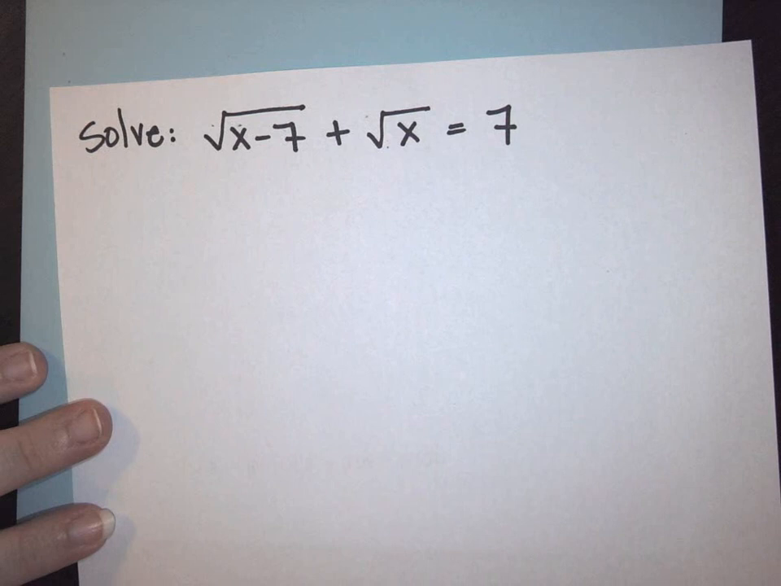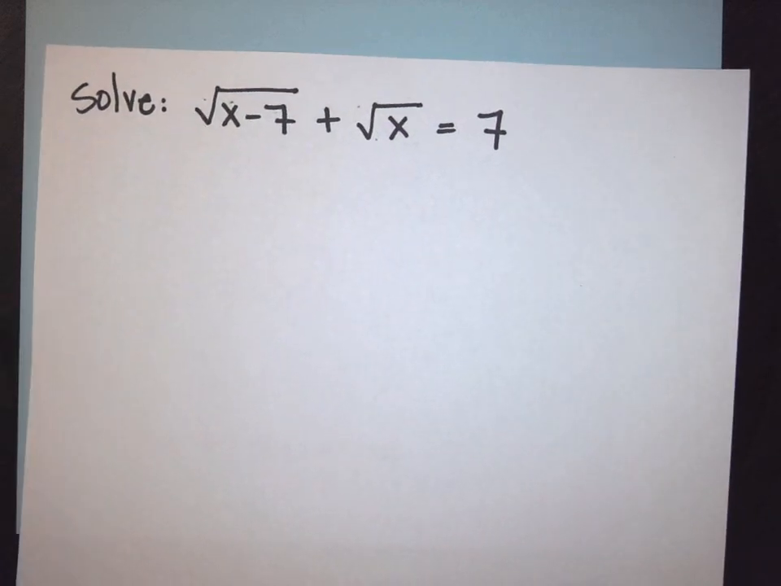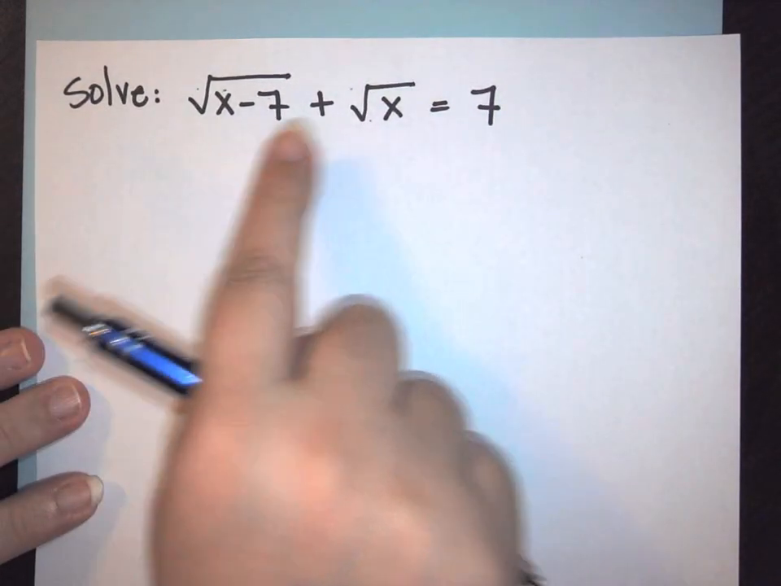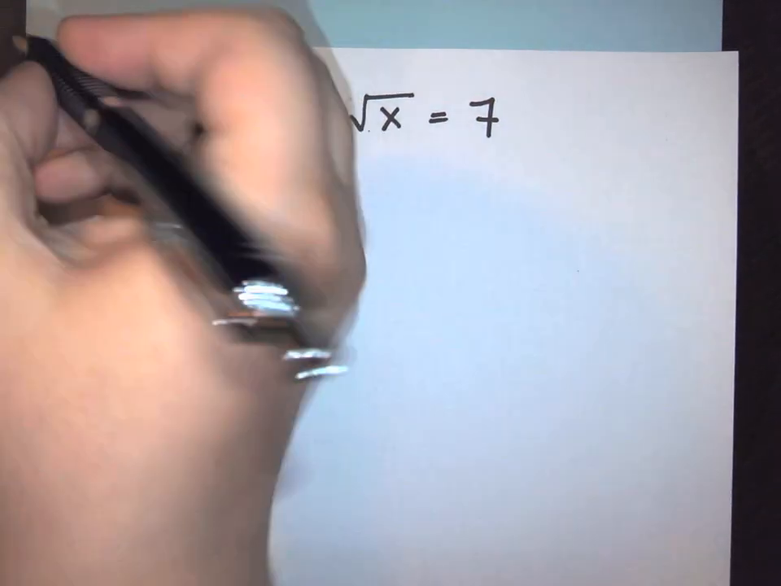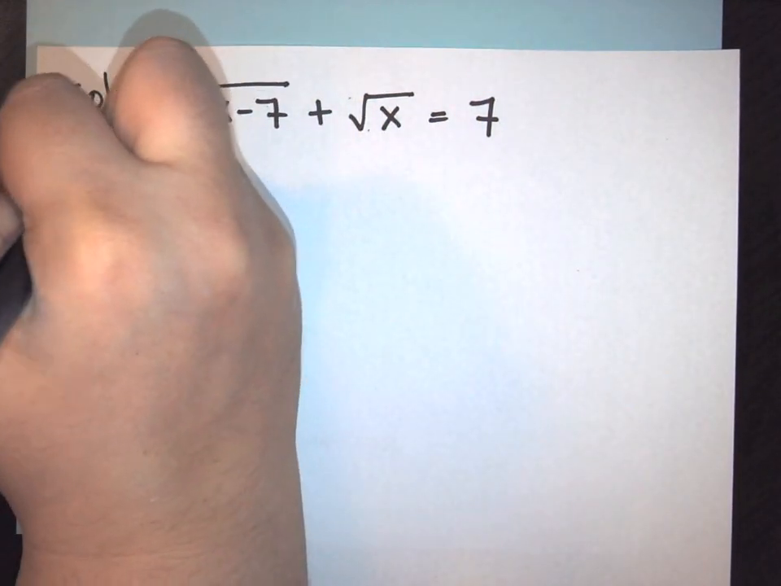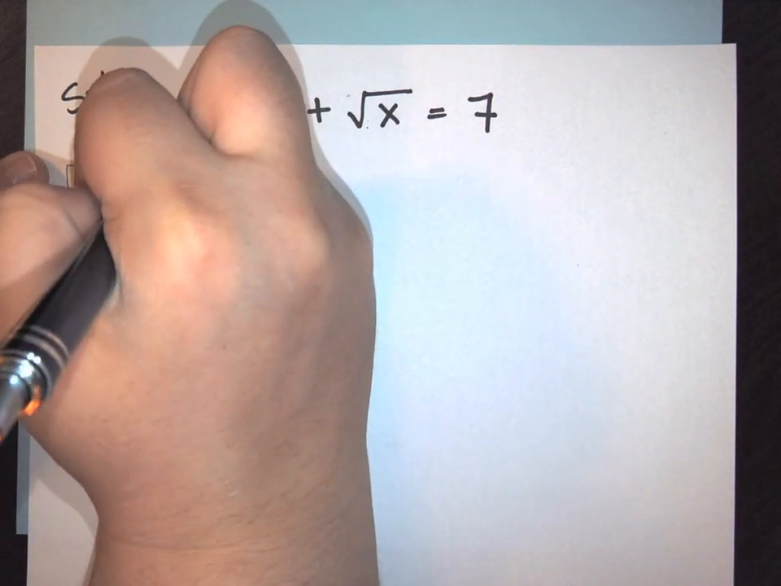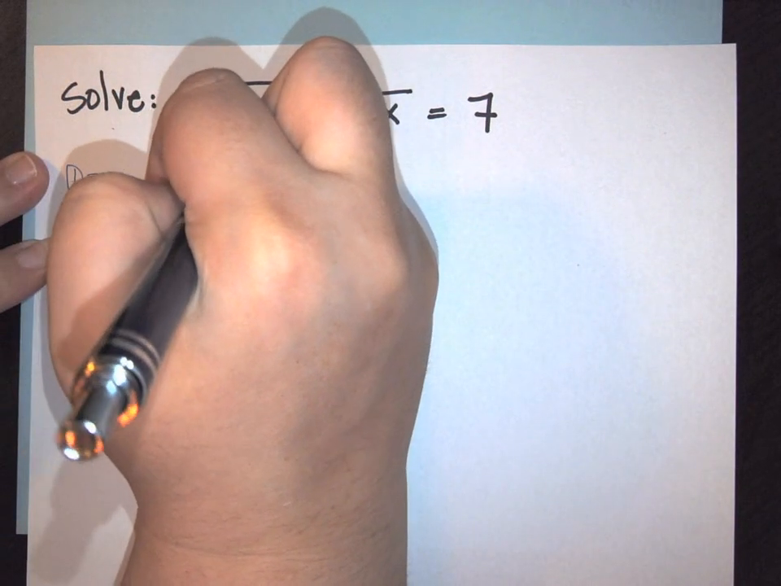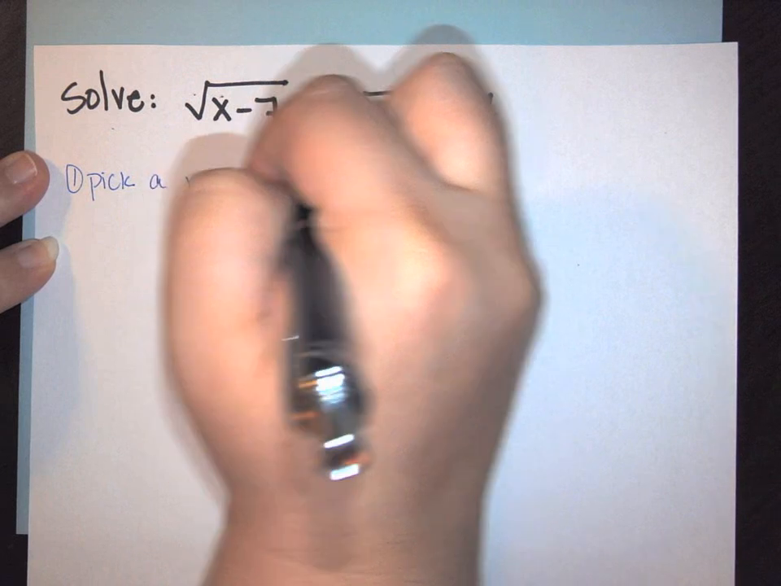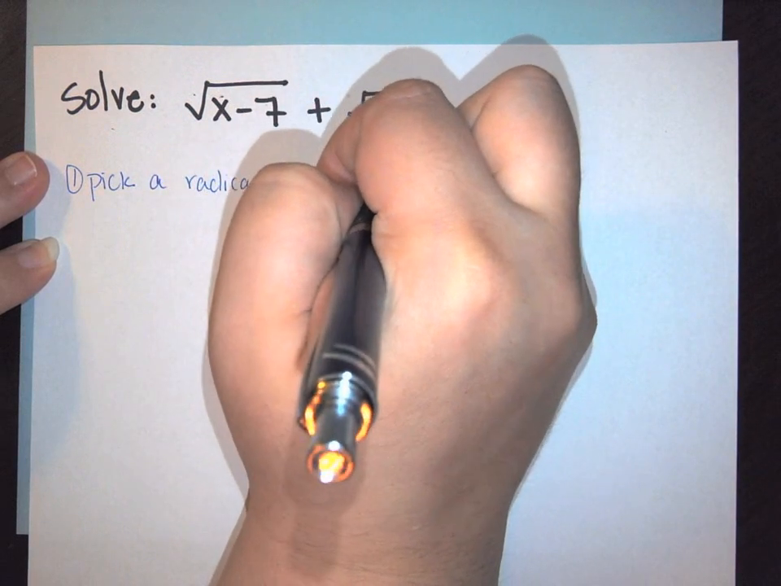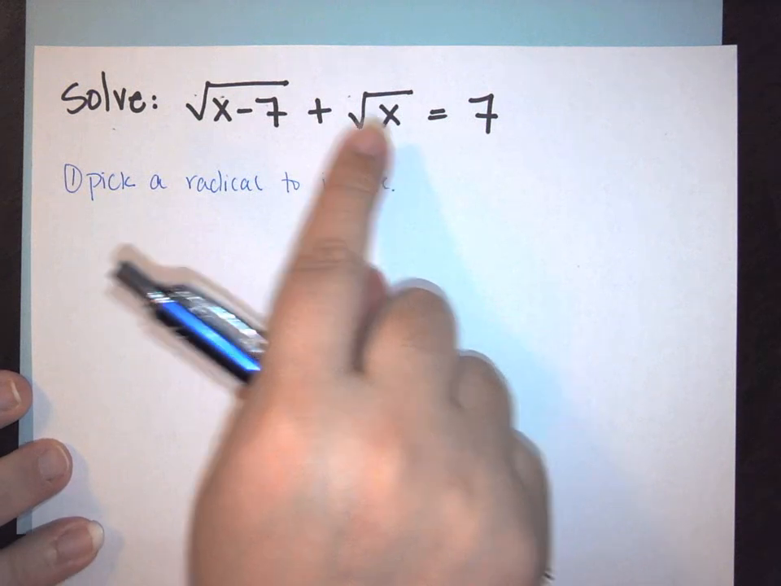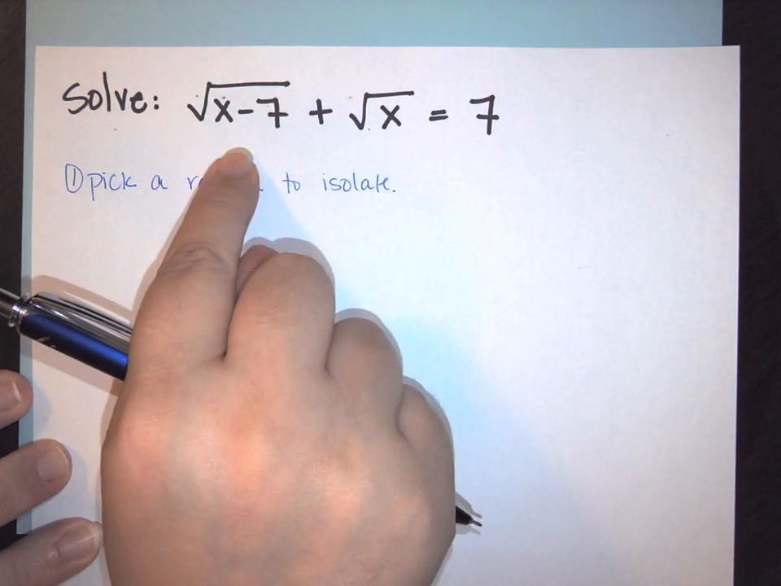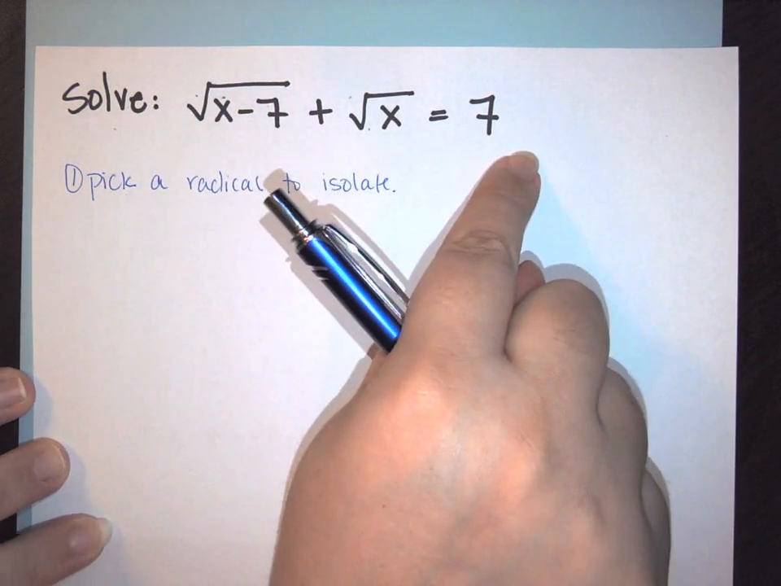Now, what happens if instead of just having one radical, I've got 2 radicals? So what you have to do here is, the first thing you have to do is pick a radical to isolate. So let's go ahead and isolate the square root of x minus 7. So this means the square root of x moves.